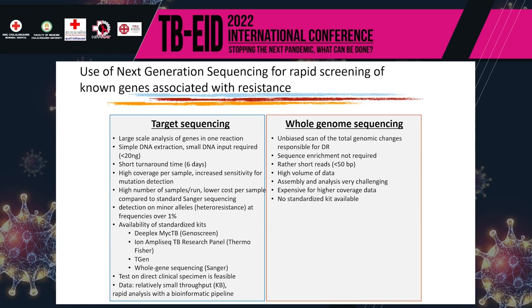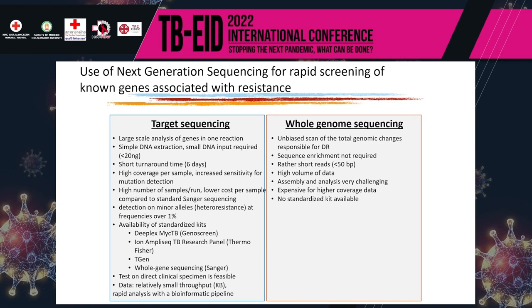So what is the potential of next generation sequencing for screening of known genes associated with resistance? We do have two ways to perform that. By targeted sequencing, we can do that directly on clinical samples, and we can target up to 14 different genes, 14 different drugs with the current commercially available test. That requires, after the extraction, a step of amplification and then the library preparation. We do have several platforms and kits that will be coming into the market. So far, the one that has been used is the Deeplex Myc-TB by GenoScreen.